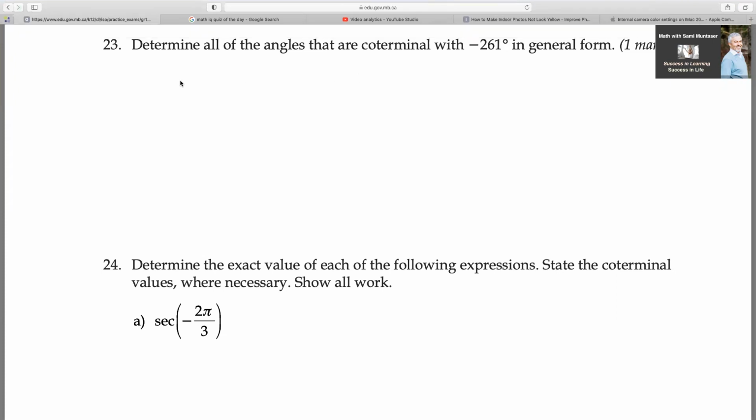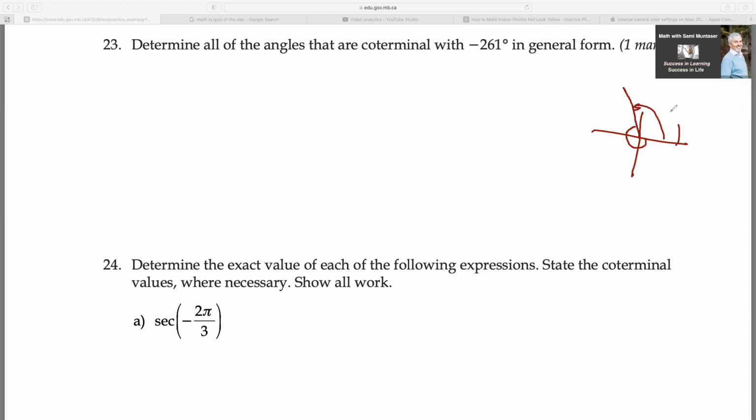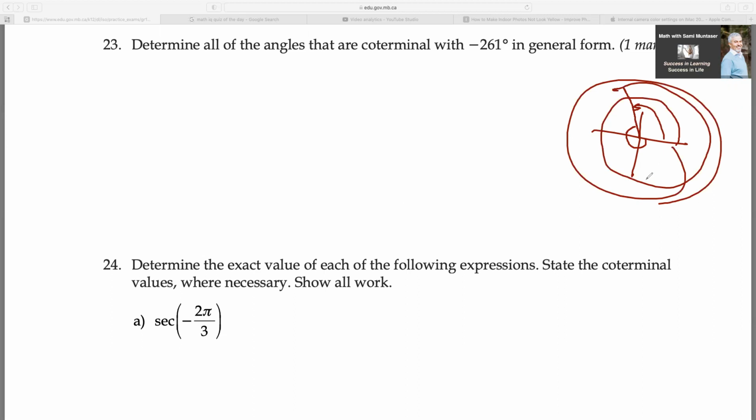So here, determine all of the angles that are coterminal with negative 261 in general form. So negative 261, as I said earlier, is an angle measured this way, that's negative 180. Negative 261 is just before negative 270 right there, so it should be right there. If you want all the coterminal angles, well, there's one right here, then there's another one, and there is another one. So they go on forever. You're not going to list all of them to infinity.